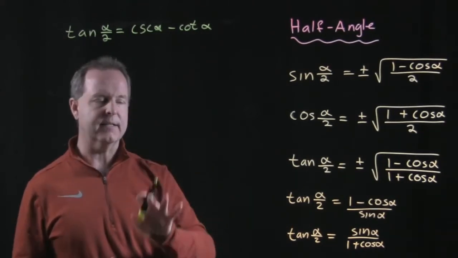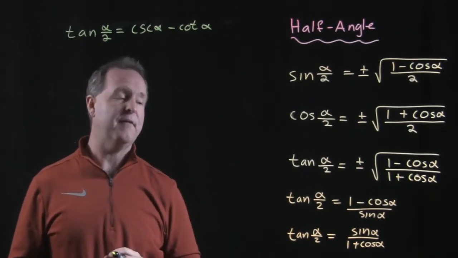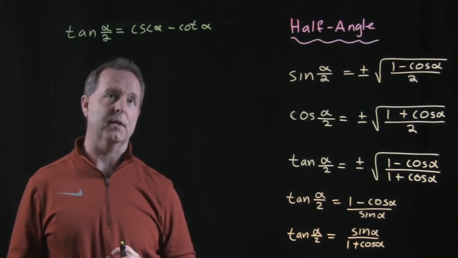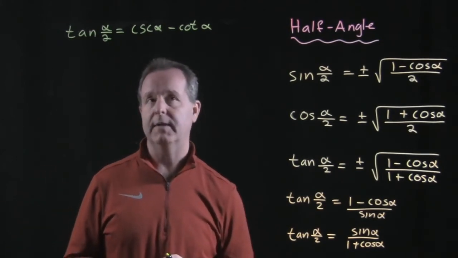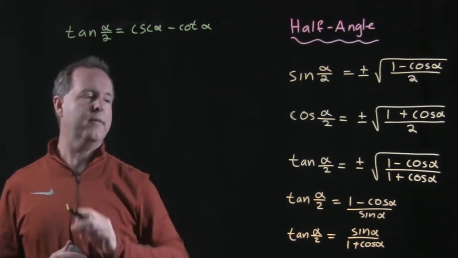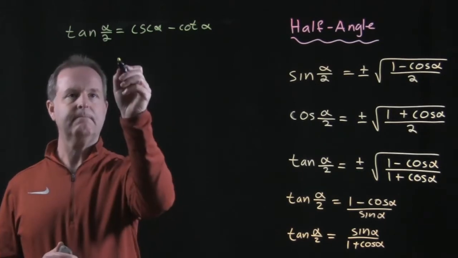With those, let's look at an example of how we can work with one of them by verifying this identity, where the tangent of half of alpha equals the cosecant of alpha minus the cotangent of alpha. This one's going to be fairly straightforward. I'm going to work with the one on the right.